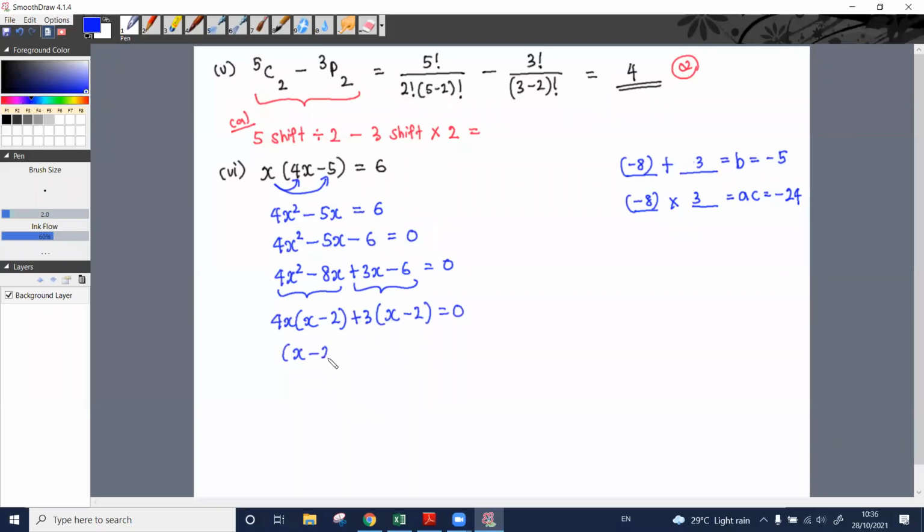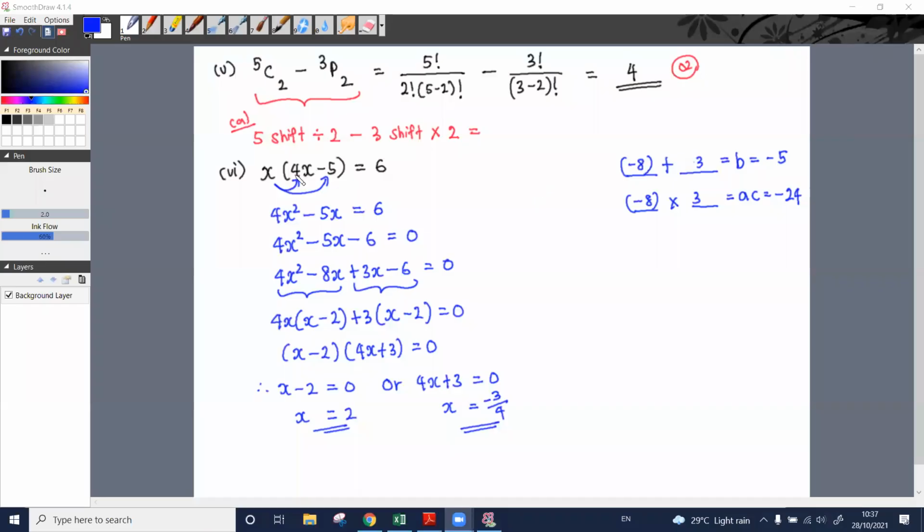So the factors are x minus 2 into 4x plus 3 equals 0. Therefore, x minus 2 should be equal to 0, or 4x plus 3 should be equal to 0. It means x should be equal to 2, or x should be equal to what? Take this 3 to the other side, it will become minus 3. So it is minus 3 over 4, or minus 0.75.